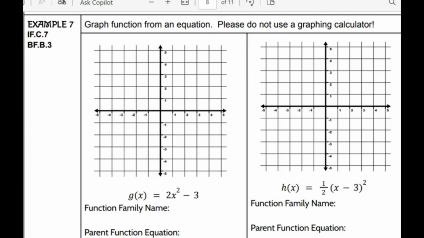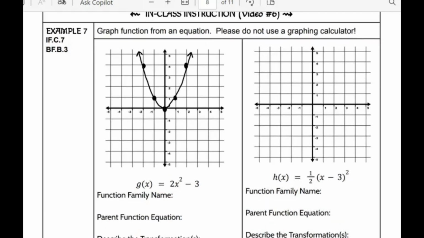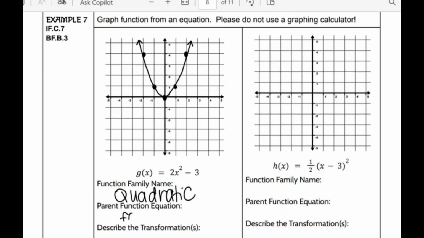All right, I am going to start by graphing my parent function. Right here I have the quadratic, that is the function family name. This is a quadratic function. The parent function equation is f of x equals x squared, and that's the graph that I drew. So we always start at the origin for the parent.